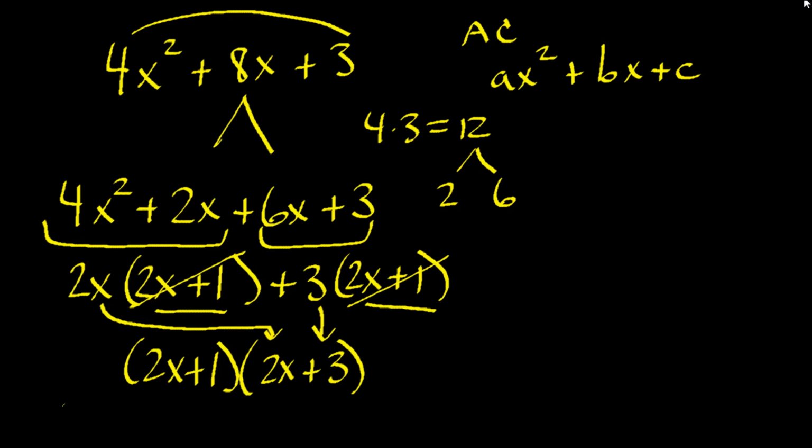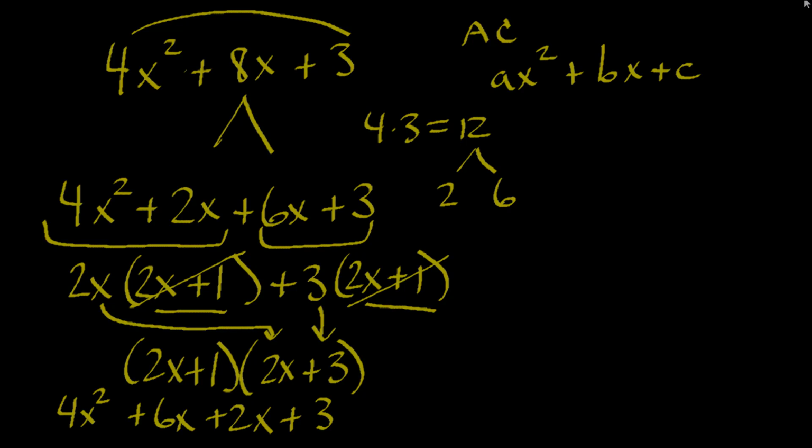2x times 2x is 4x squared. 2x times 3 is 6x. 1 times 2x is 2x. And 1 times 3 is 3. Combining the 6x and the 2x, we'll get back to the original problem. Let's try another one of the harder type trinomials. Again, we'll use the AC method.